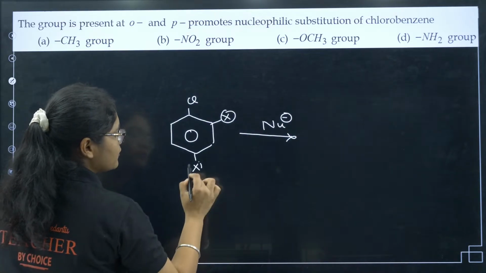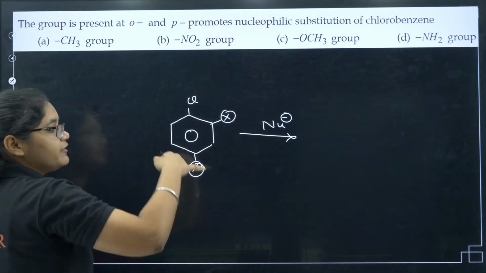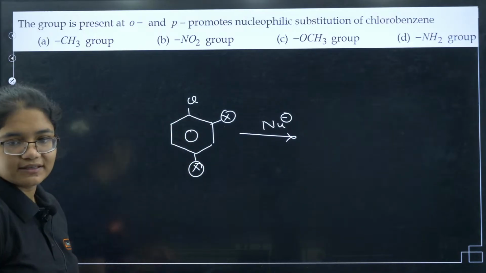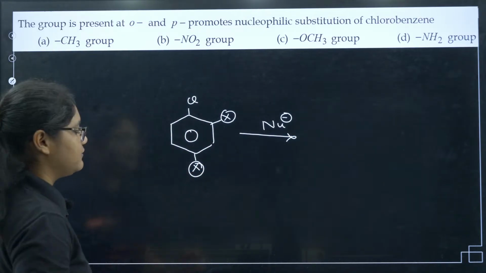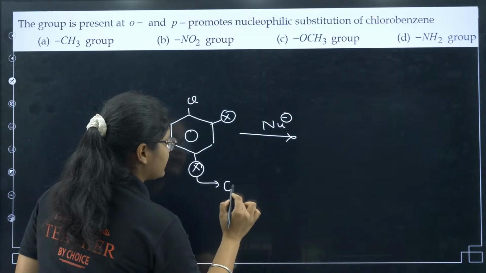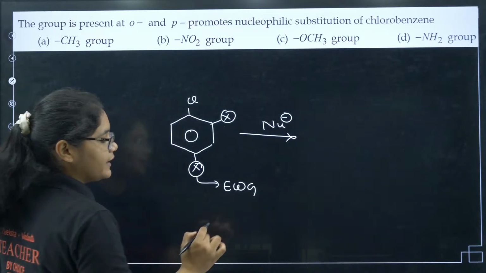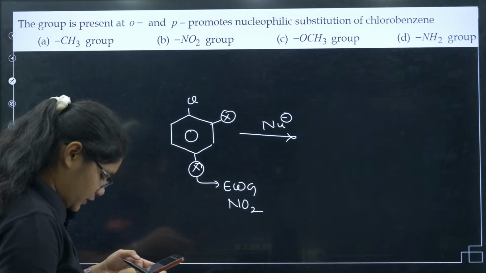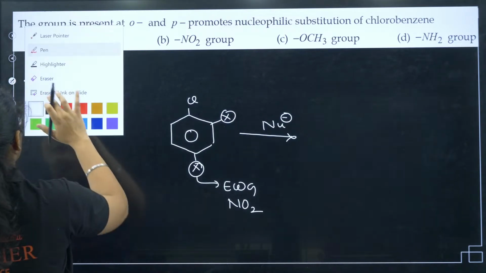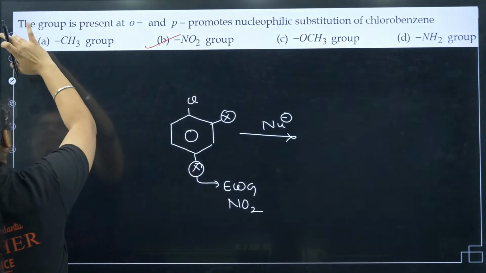So that group which can promote nucleophilic substitution in chlorobenzene, which group should it be? Remember, we have done this. This group should be an electron withdrawing group, and it has to be the NO2 group, which is a very strong electron withdrawing group. So that is why we will have option number B here.